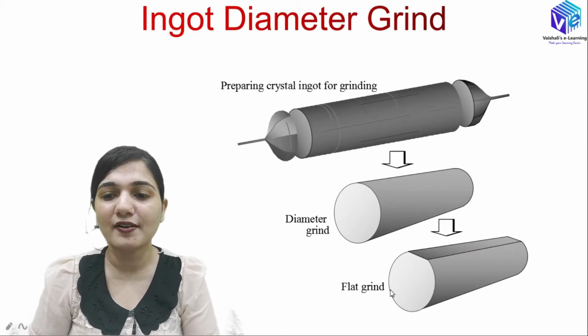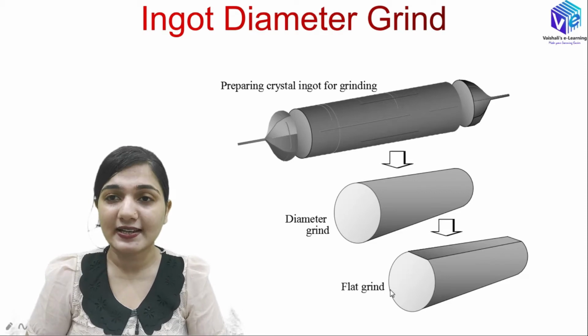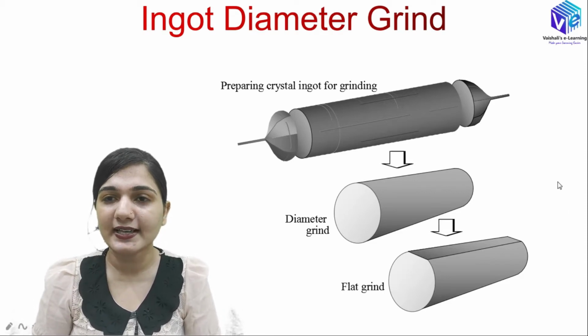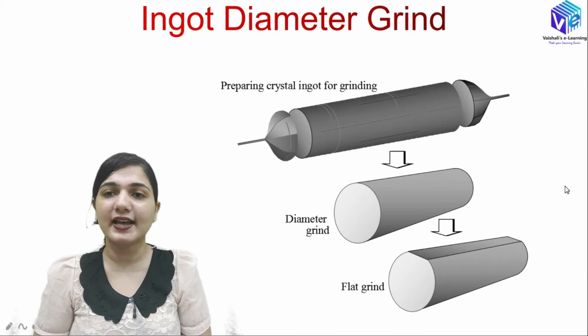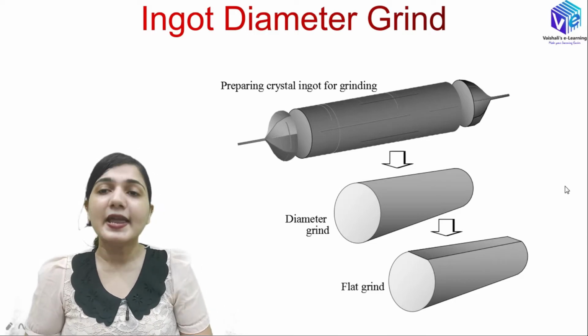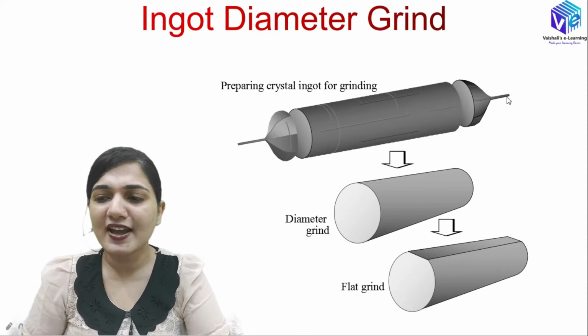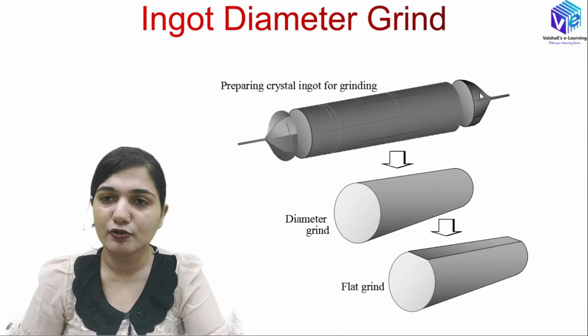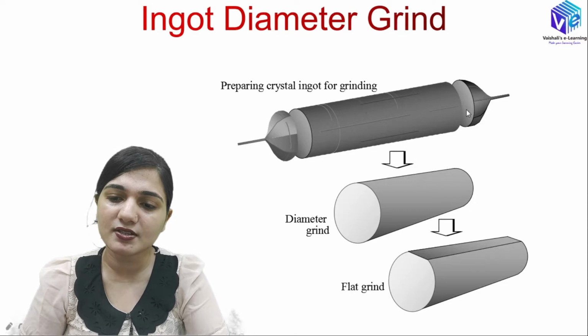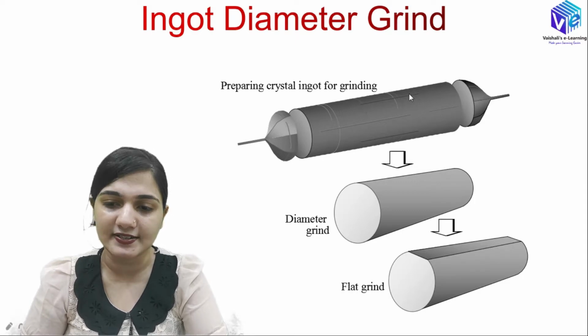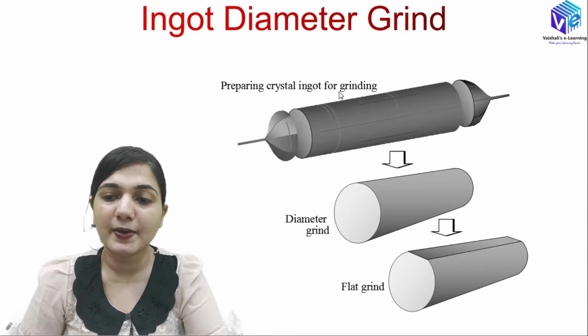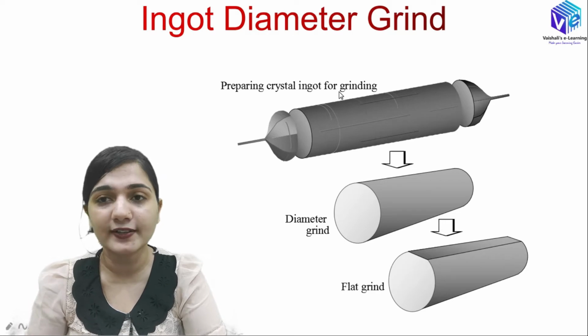So first of all we will have the silicon ingot. We will be cutting the edges. I told you at the edges we have a very large number of impurities. These extra impurities we don't want. We want the uniform impurity distribution. So this is why we will be cutting the ends. This is how we will be preparing the crystal ingot for the grinding.